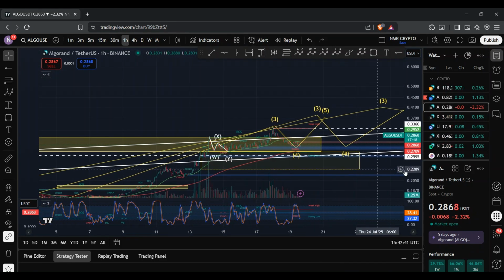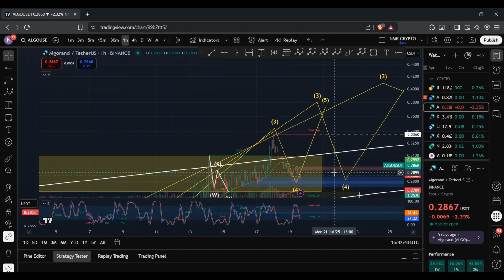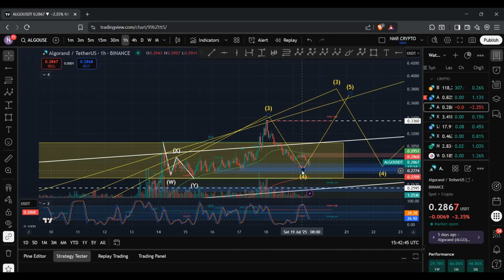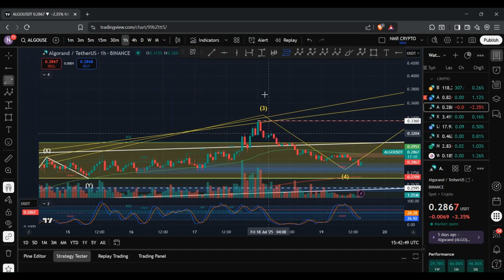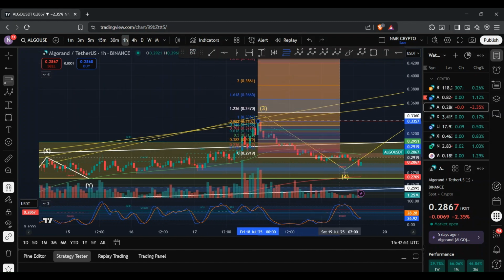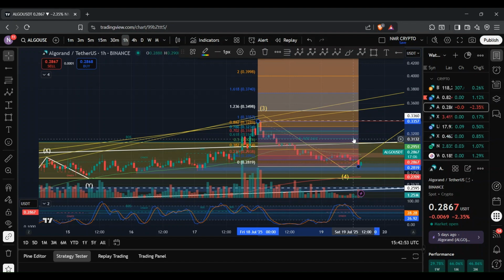And then we'll see that retracement followed by a final push to the upside to then complete the third wave. And so assuming that we ended up forming the corrective move to the downside, which is the 4th wave, then the next key target would be the 1.236 to 1.618 retracement level.